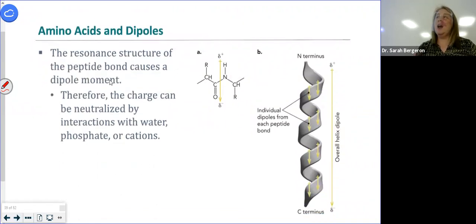Now, if you have this repetitive dipole going on, because we just said that in order for hydrogen bonding to occur, what is this hydrogen carrying? A partial positive. What's the oxygen carrying? Partial negative. And the way that these line up within an alpha helix, all the dipoles line up the same direction. So now what do you end up with? An overall dipole of the entire helix. So you end up with a helix that has a partially positive charge towards the N terminus and a partially negative charge towards the C terminus.